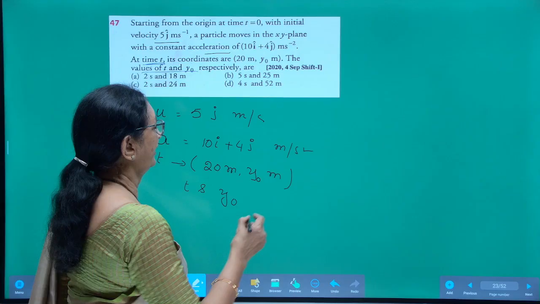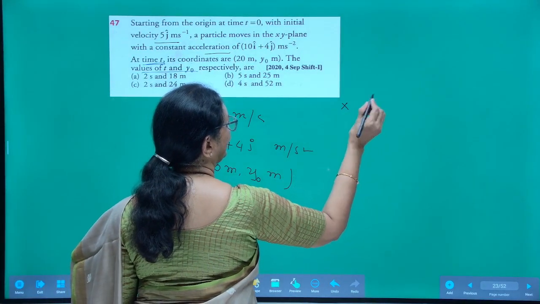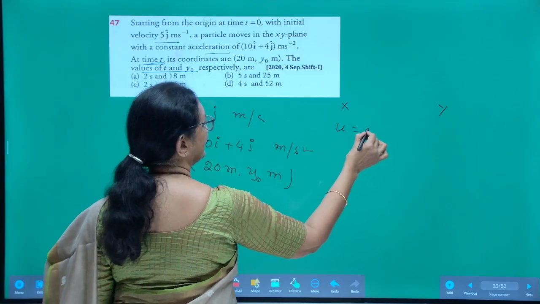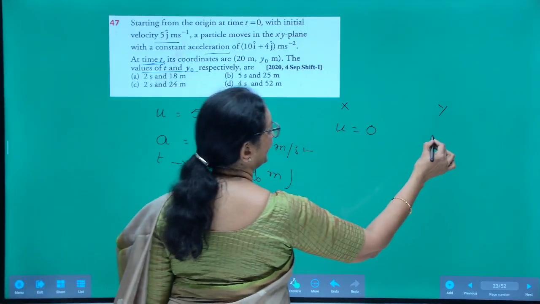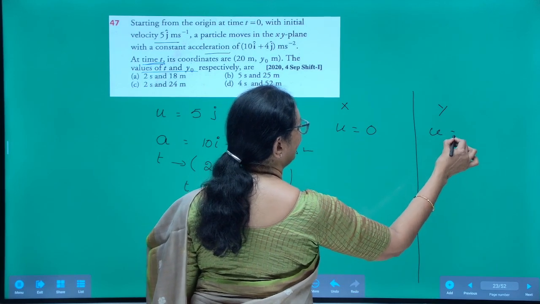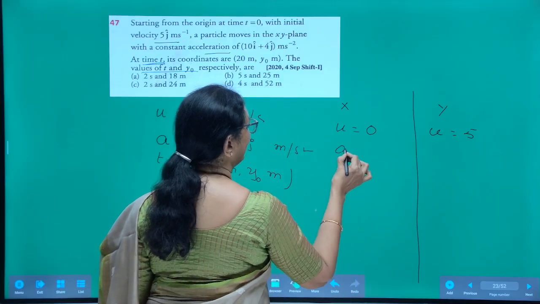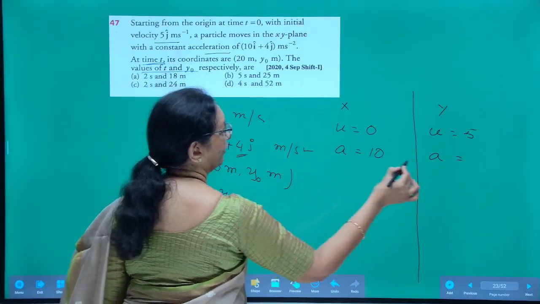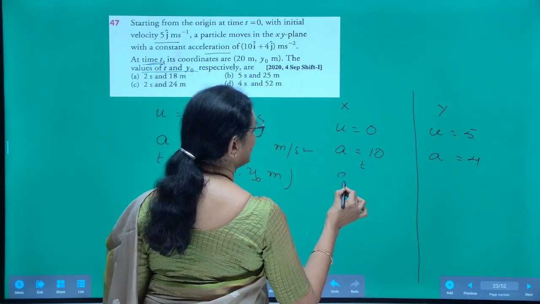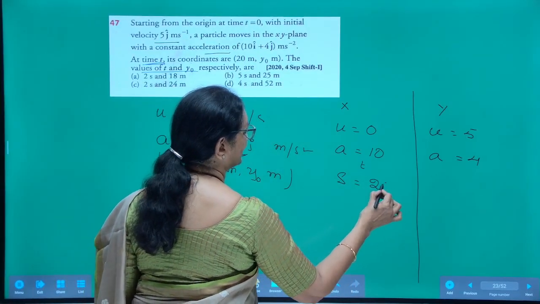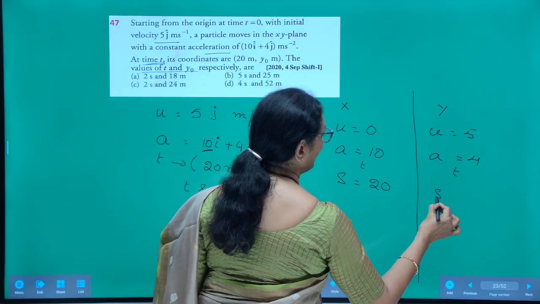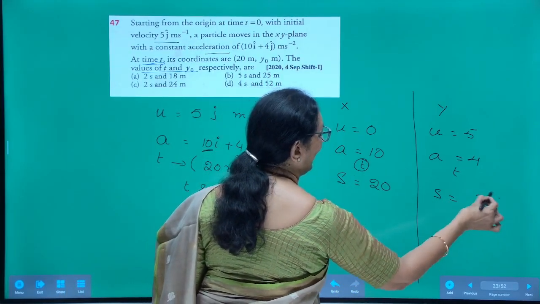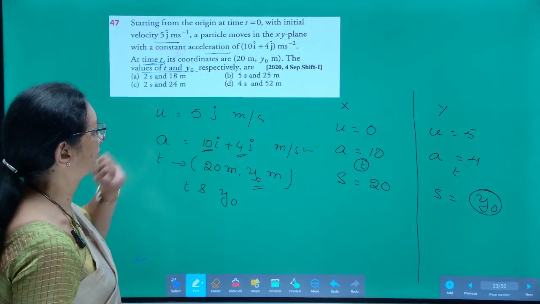Let us separately note down the data. Along x-axis, initial velocity is 0 because it has only y component. Along y-axis, initial velocity is 5. Acceleration along x-axis is 10. Acceleration along y-axis is 4. At time t, displacement along x-axis is given as 20. At time t, displacement along y-axis is given as y0. You are supposed to find t and y0. Those are the two things asked.